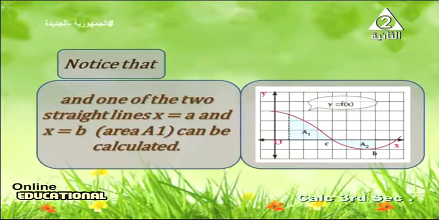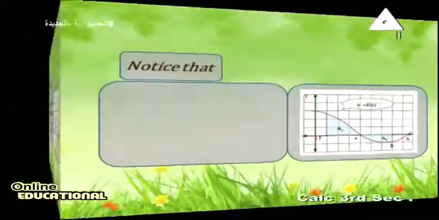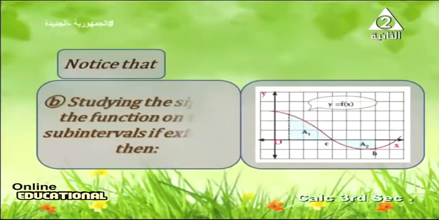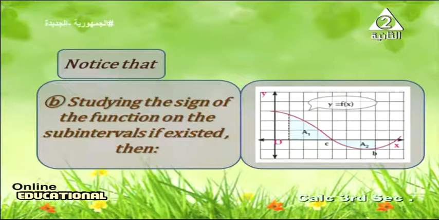To find the area, it's favorable to find the zero of the function even if the limits of the integral are given. We can solve the equation y equals f of x with the x-axis, put y equals 0, then study the sign of the function on the subintervals if they exist.